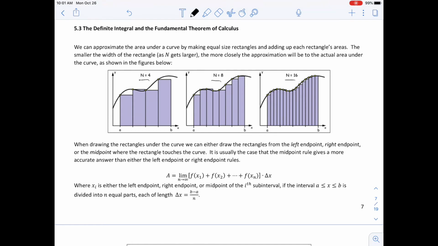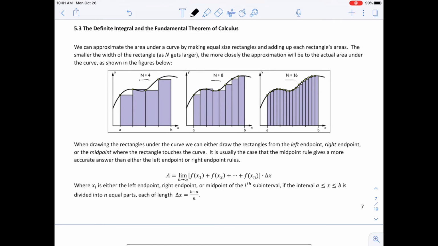When drawing the rectangles under the curve, we can draw the rectangles from the left endpoint, the right endpoint, or the midpoint where the rectangles touch the curve. It is usually the case that the midpoint rule gives a more accurate answer than either the left endpoint or the right endpoint rule. So the area is equal to the limit as n approaches infinity.